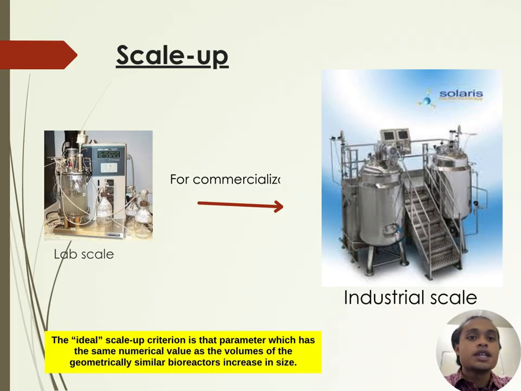Now moving on to scale up. Scale up means moving from a small lab scale bioreactor to a larger industrial scale bioreactor for commercialization. The goal is to produce the same bioproduct but in a much larger amount. However, we cannot simply increase the size randomly. We need to choose an ideal scale-up criterion, which means keeping an important parameter the same as the reactor size increases, which basically translates to having a constant as a parameter.